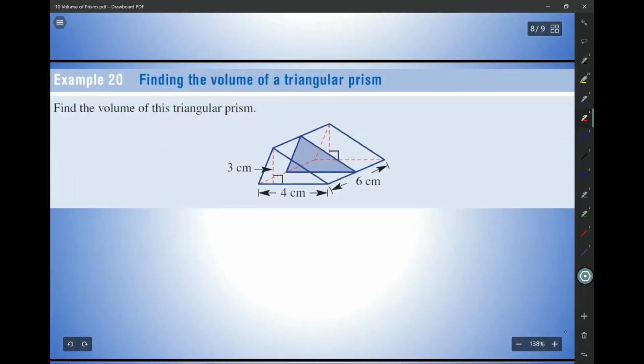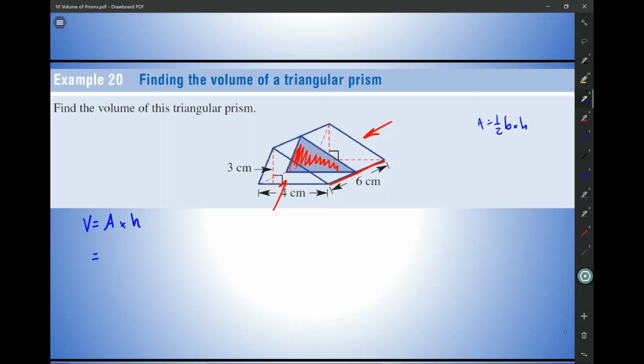Let's move on to something a little bit more complicated. First thing we're going to do is write down our formula, area times height. So now we need a shape. Here it's been shaded for us, this triangle, that's the same on the front and on the back. And we also have here the distance in between them. So that's everything we need. Remember, the formula for an area of a triangle is half base times height. So we can just fill that in here. We need a half base times height times our 6 here.